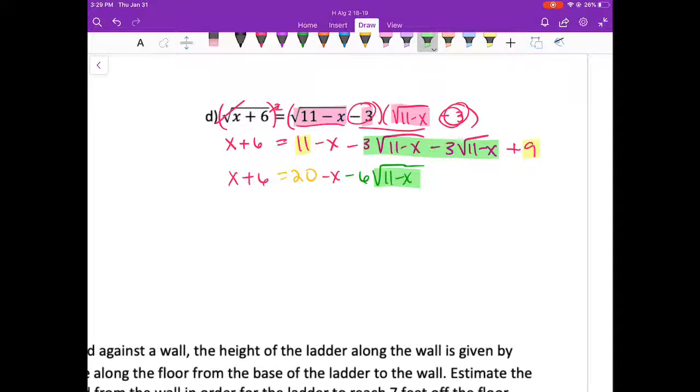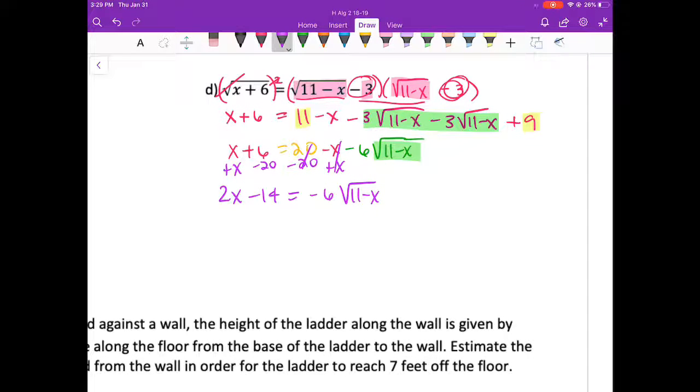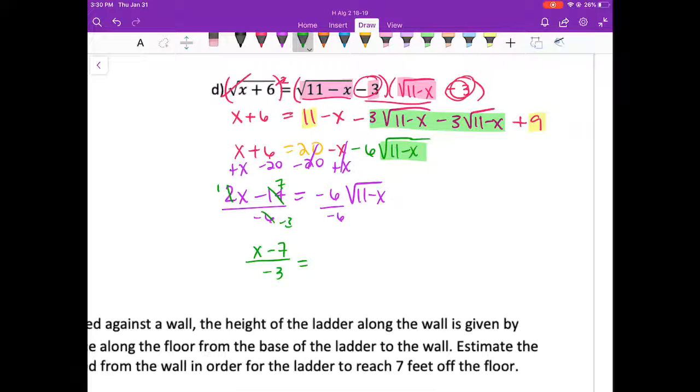So now we're going to isolate that radical. And we'll do it by adding this x. So then I've got 2x, and then subtracting this 20. So minus 14 equals negative 6 radical 11 minus x. And then I need to get rid of that negative 6, so I'll do it by division. And notice I have all even numbers, so I'm going to reduce everything by a factor of 2. So I'll have 1x, negative 7 over negative 3. So then I have x minus 7 over negative 3 equals the square root of 11 minus x.